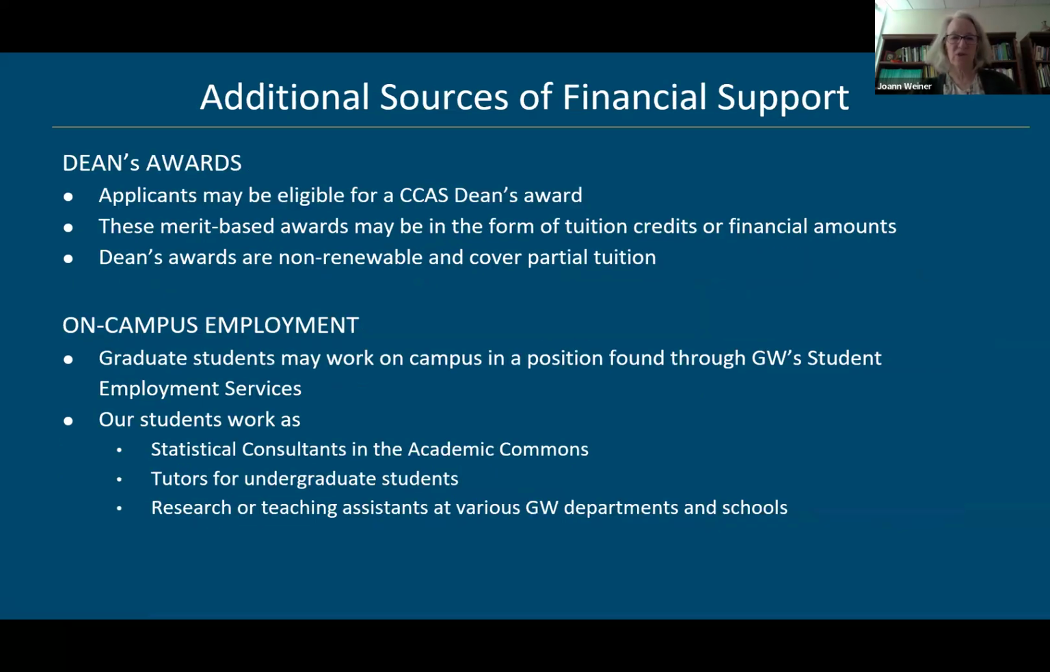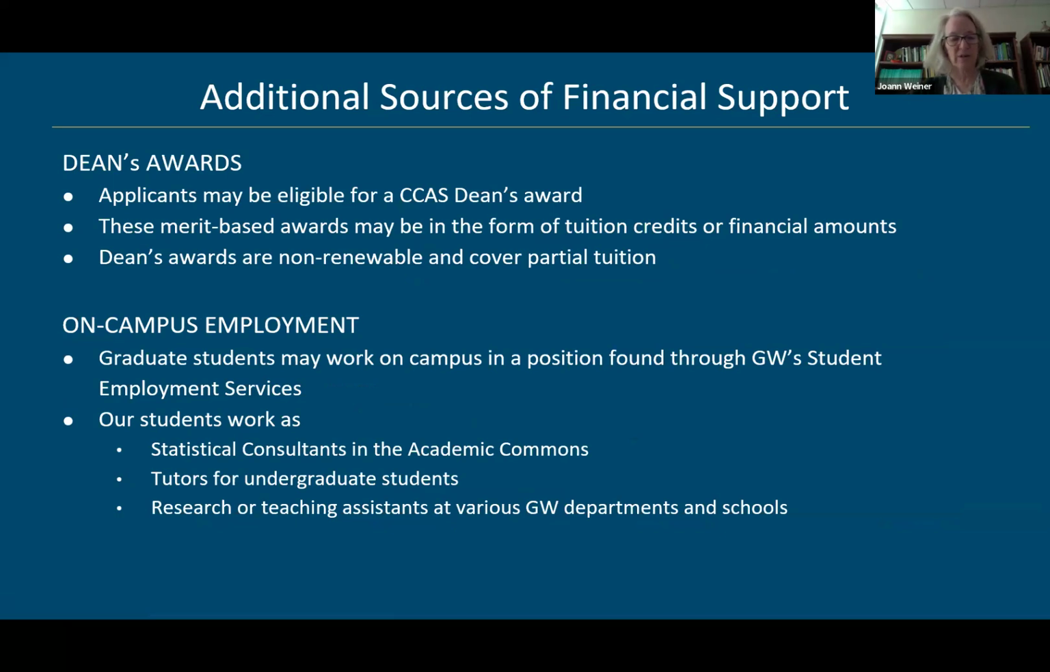Finally, the additional sources of financial support. There's a Dean's Award. These are for students who may not fall into one of the 2 categories I just discussed. These merit-based awards may be in the form of tuition credits or financial amounts. They are non-renewable and they cover partial tuition.